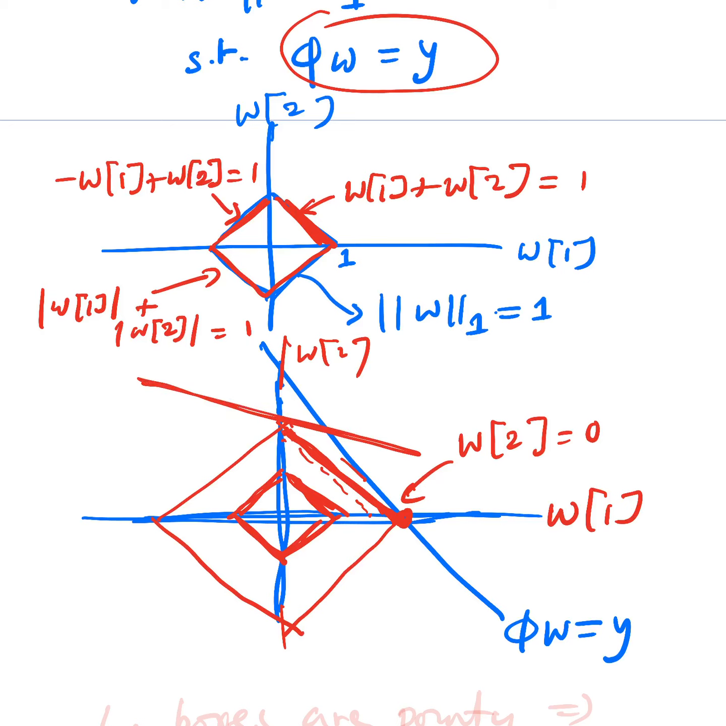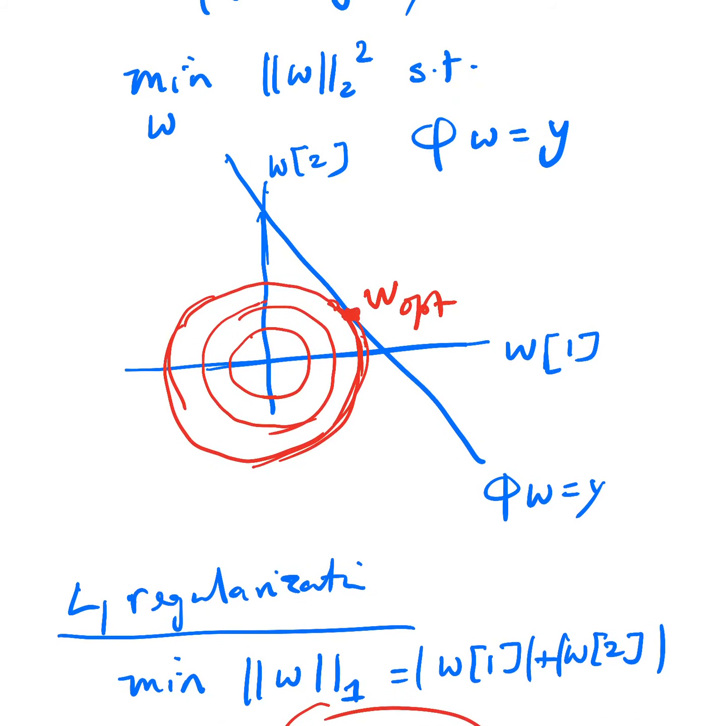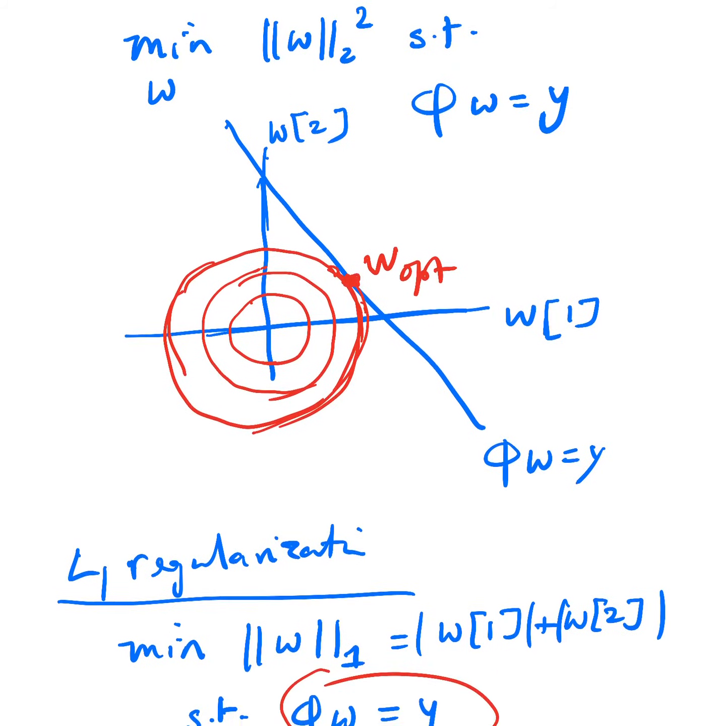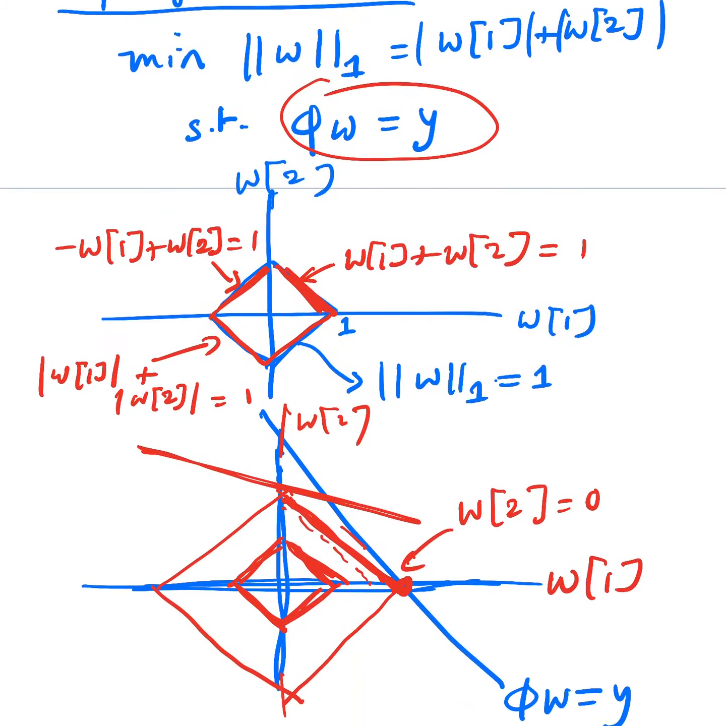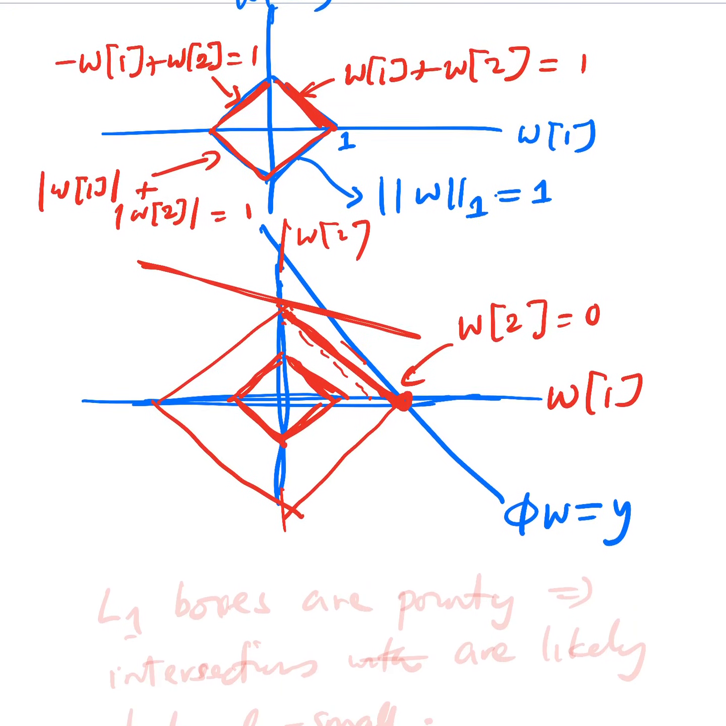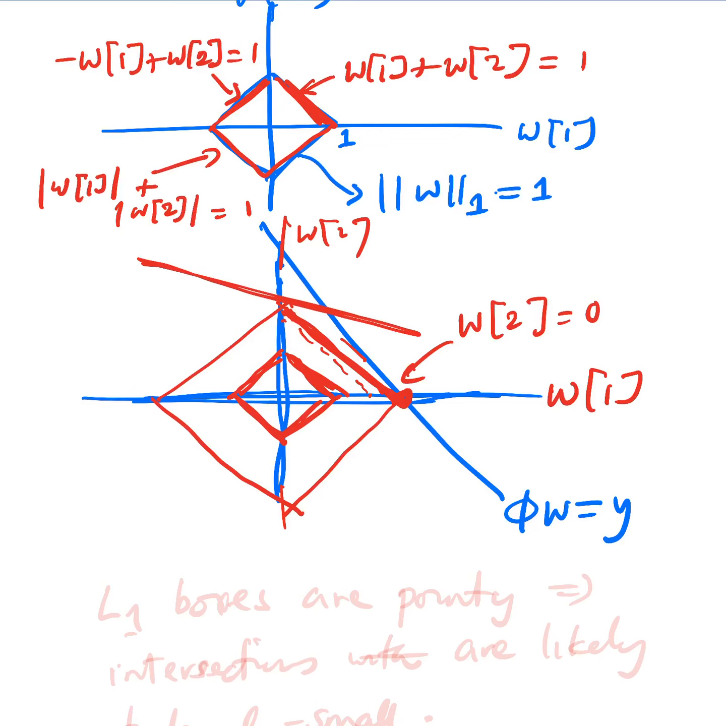So unlike the L2 norm regularization, where the tangent to a circle will typically have both coefficients non-zero, with the L1 norm regularization, you are basically, with probability 1 in this scenario, if I take some uniform distribution of slopes, you will hit it at a point where one of the coefficients is 0.